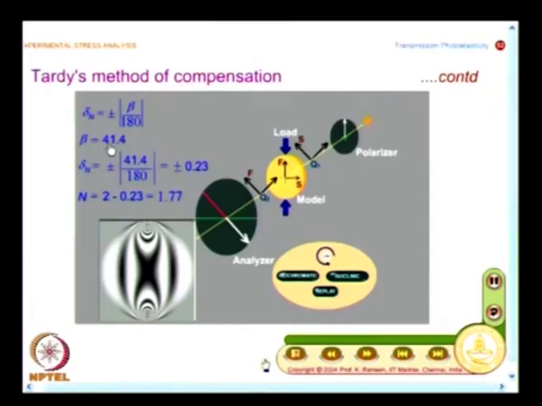So, I have beta equal to 41.4. So, I can find out what is delta n. I have still not attached the sign, I still say it is plus or minus 41.4 by 180 degrees, and that gives you plus or minus 0.23. So, now I know the fringe order was between 1 and 2. So, I do this as 2 minus 0.23 equal to 1.77. So, I can find out the fringe order at the point of interest very precisely.